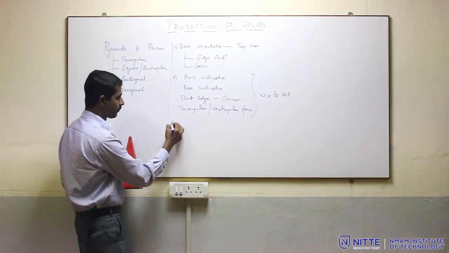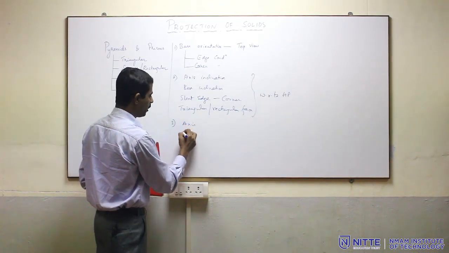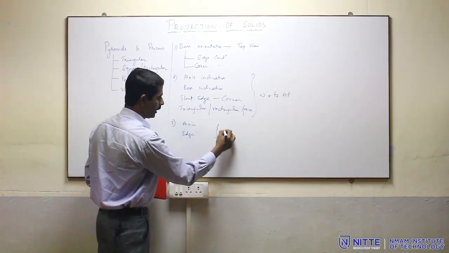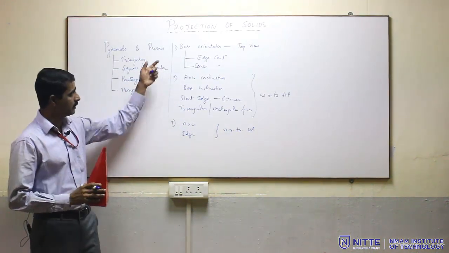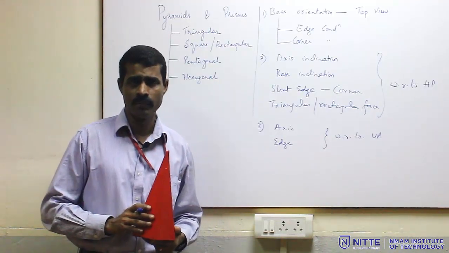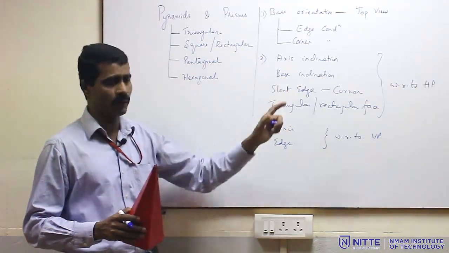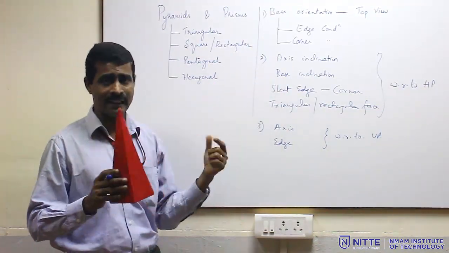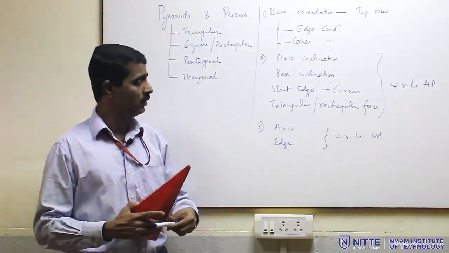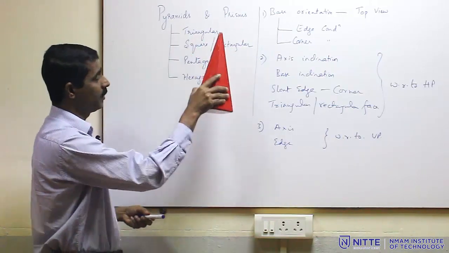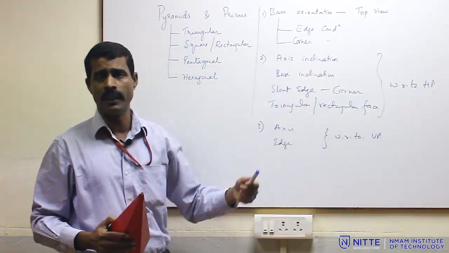The third step, or third condition, is with respect to VP, so it could be axis or edge with respect to VP. All these things you need to keep in mind. If you are able to understand and remember these conditions, then any problem can be solved very easily. If we go wrong in understanding the basic conditions, then the entire solution may go wrong. These conditions are common for all solids, whether it is a pyramid, a prism, a cone or a cylinder.